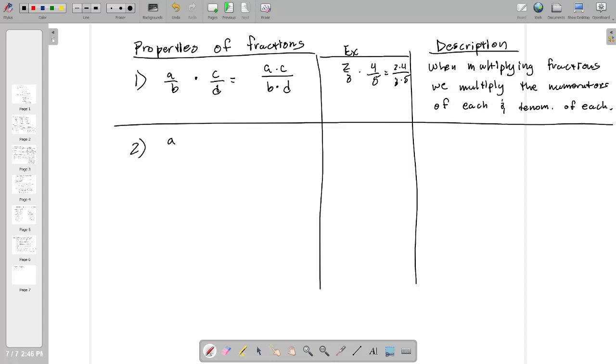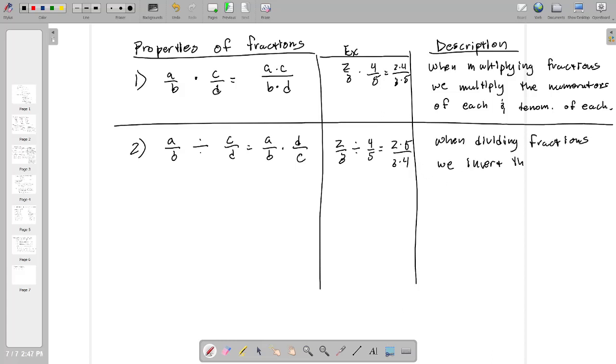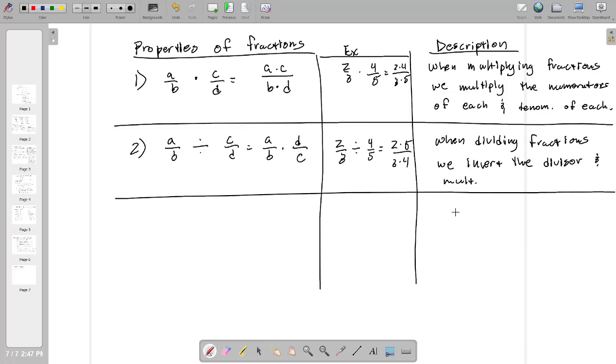A over b divided by c over d is equal to a over b times d over c. So if we had 2 over 3 divided by 4 over 5, we would actually get 2 times 5 over 3 times 4. When dividing fractions, we invert the divisor and multiply.